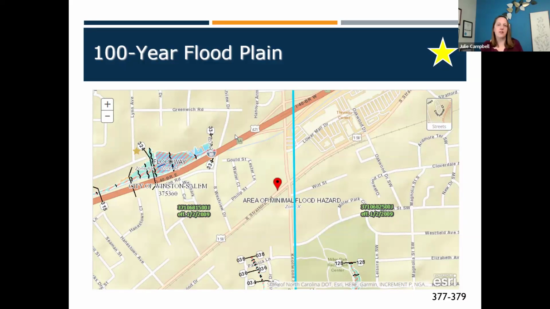Listing agents, when your seller tells you that it's in a floodplain, a flood zone, that's a material fact. Buyer's agents, we're just helping our buyers verify. We're helping them get that information.